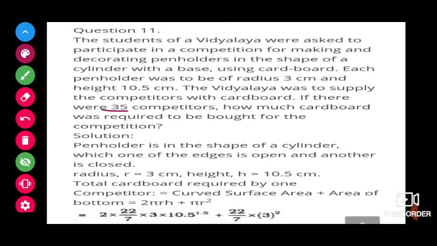The top is not there, only the bottom and the middle one, the curved area. So each container needs one curved surface area plus the area of the bottom. The curved surface area will be 2 pi r h and the bottom will be pi r square. As we know already, the radius will be 3 cm and the height will be 10.5 cm. If we substitute 2 into pi, 22 by 7, into r 3, into height 10.5, then pi r square is 22 by 7 into 3 square.